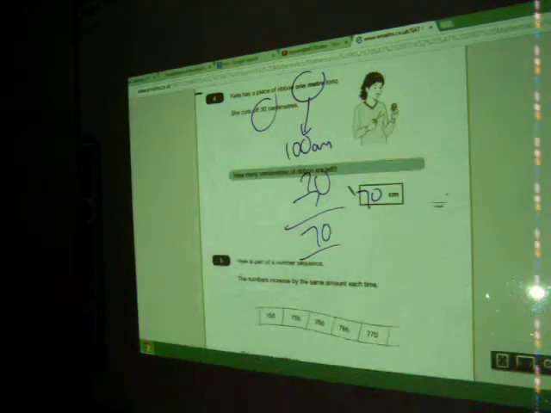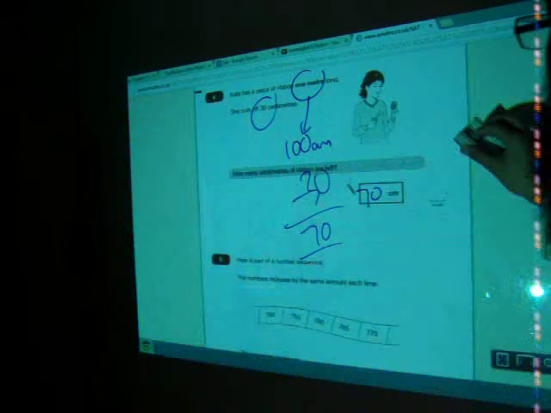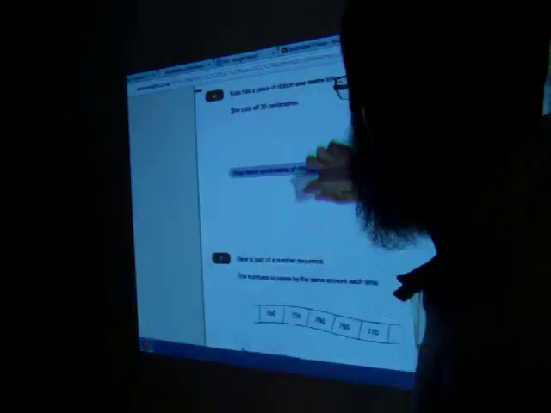Okay, I'm not going to move the screen up at the moment. Everybody copy that down? Calculation. Let's move the board up, please.